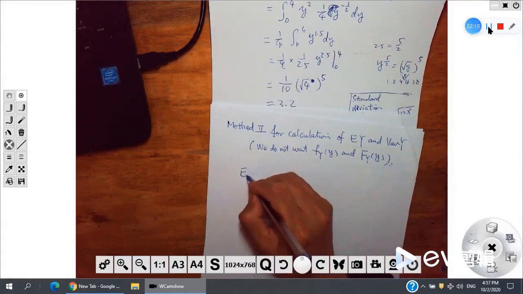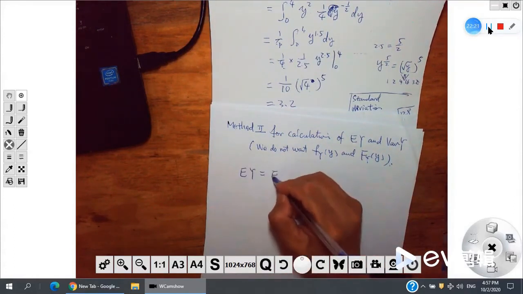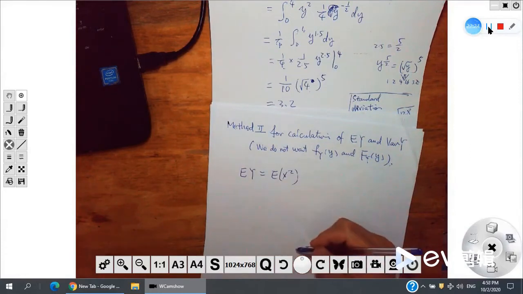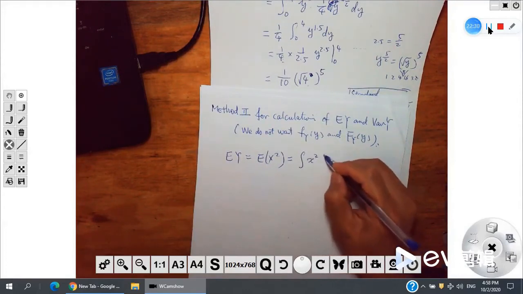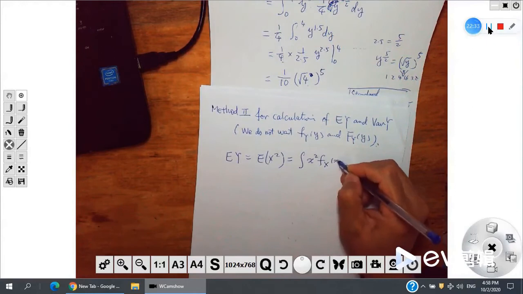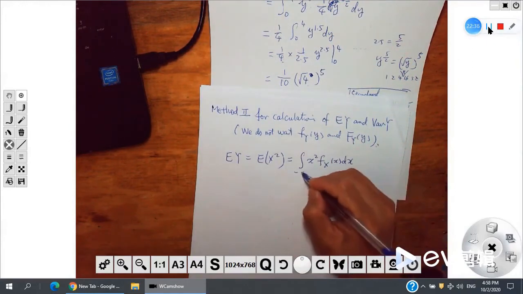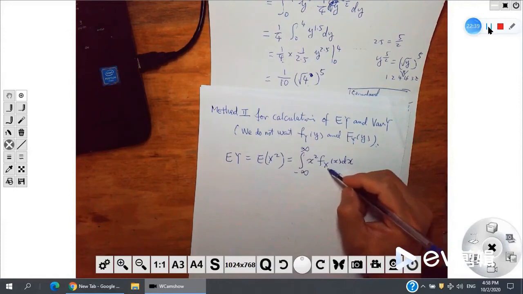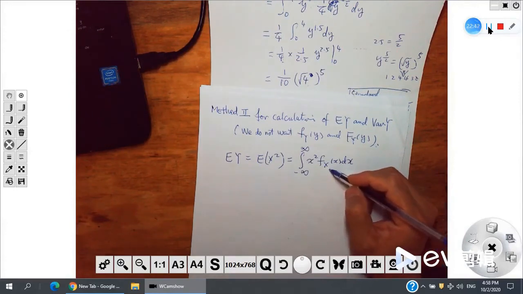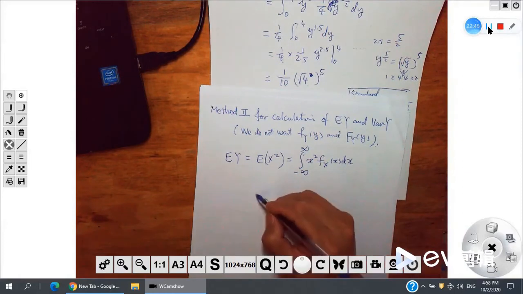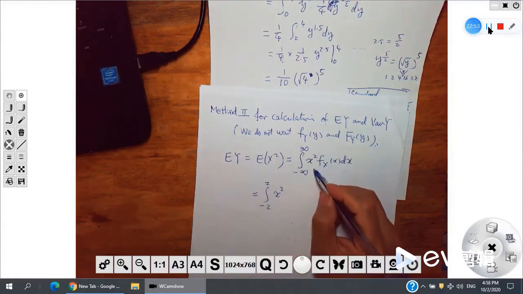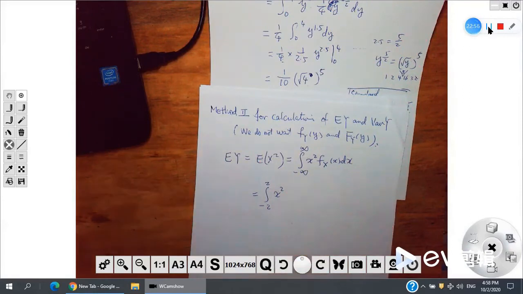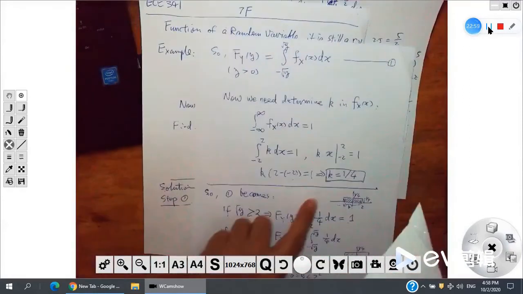E of y is just E of x squared. So we can calculate by x. This is the integral of x squared fx of x dx from negative to positive infinity. And fx we know runs from negative 2 to positive 2, so this is negative 2 to positive 2 x squared, and that one is a k. I gave it a k, and the value of k is 1/4.